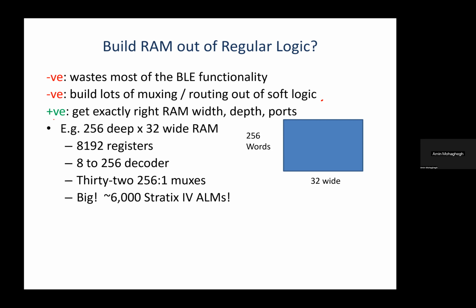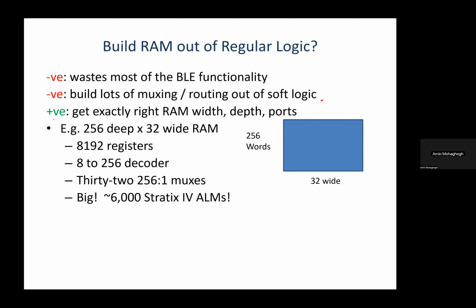So if I add this all up, that takes about 6,000 Intel ALMs, which is actually, if you just took the registers, you'd go, maybe it'll fit in 1,000 if I have 4 registers per ALM.